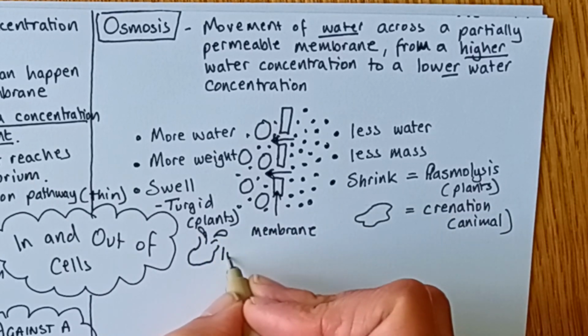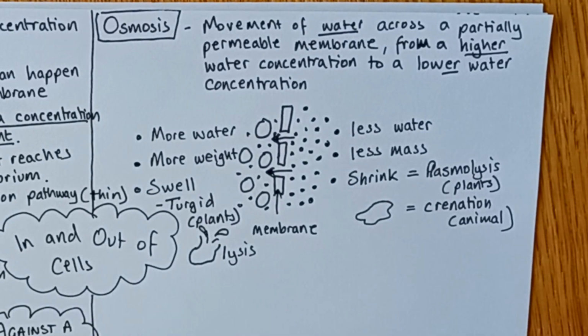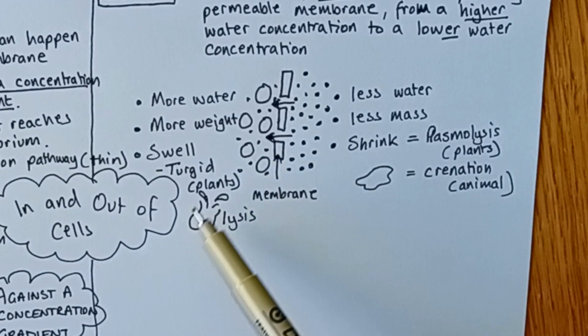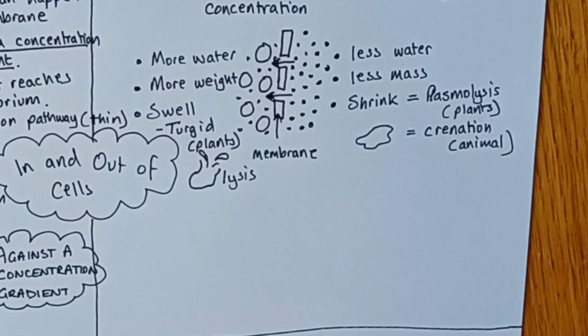which is called lysis. So osmosis is really, really important, because water is moving in and out of cells all the time. And animal cells in particular, because they haven't got a cell wall, are at risk of crenation, shriveling up and dying, or filling up with water and bursting. Either way, it's not good.